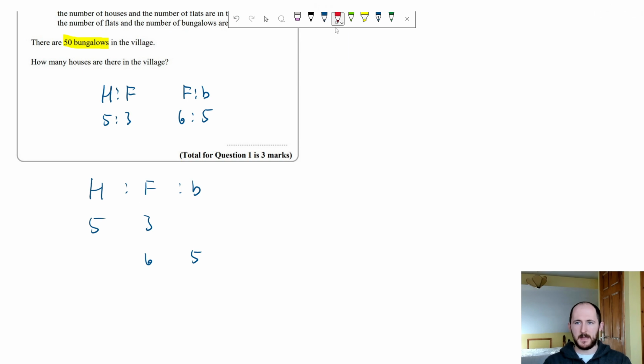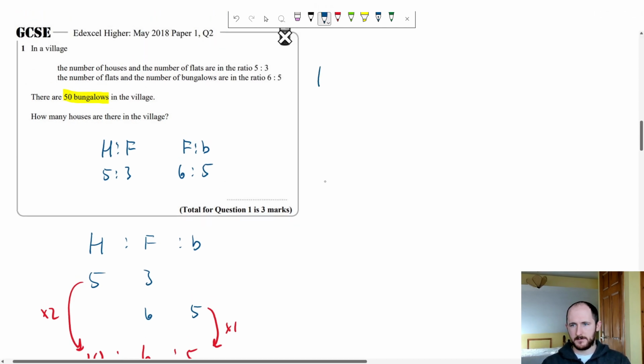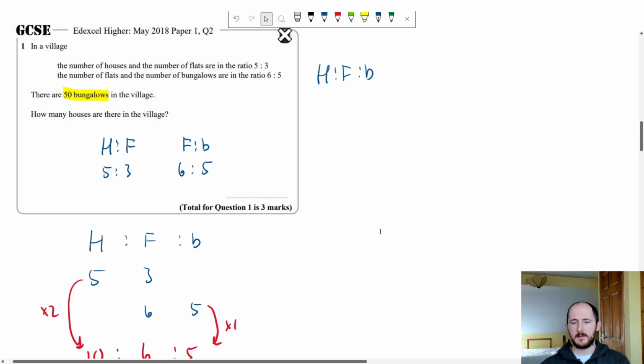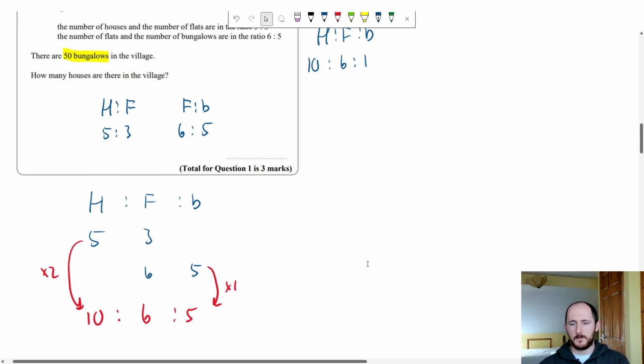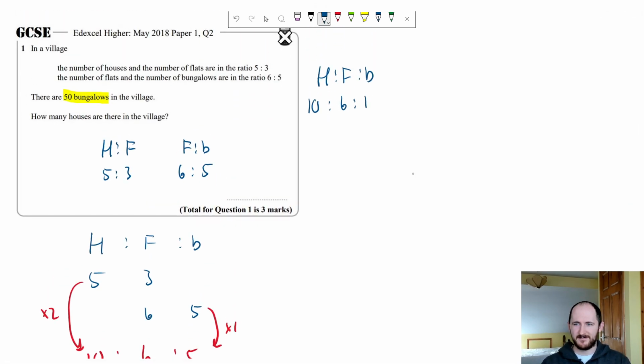The lowest common multiple here is 6. What do we times the top one? So 3 times what gives me 6? We times it by 2. That's 10 to 6. And we times this one by 1 if you'd like. So that makes it 5. So the houses to flats to bungalows is simply 10 to 6 to 1. Now it says that there are 50 bungalows in the village.